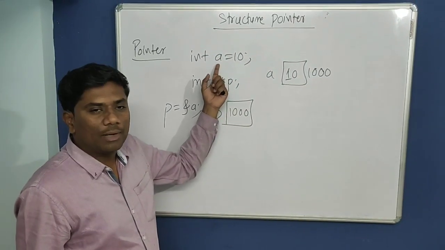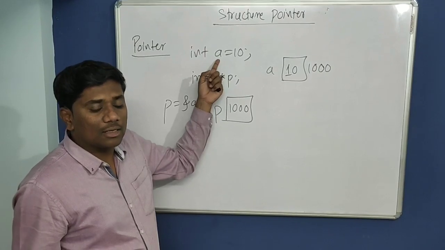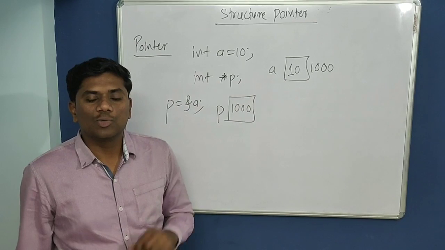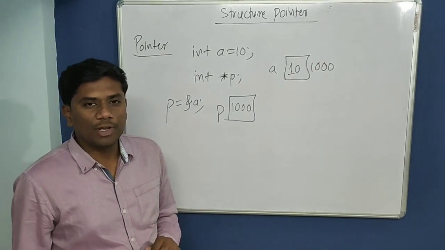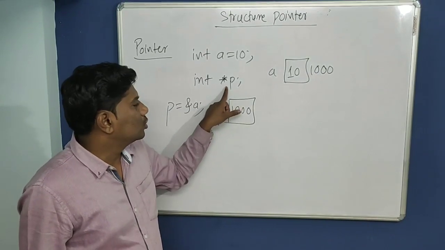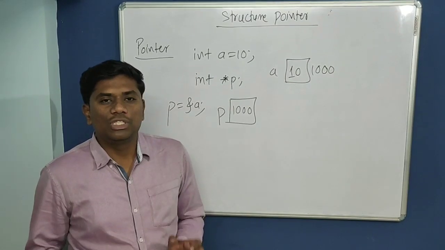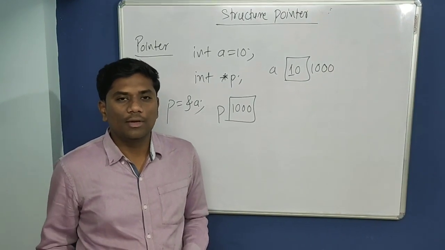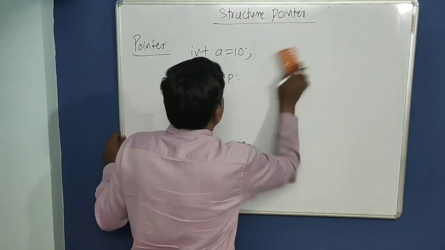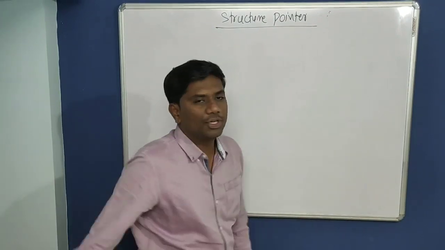See, a is a simple variable, p is a pointer variable. We can't store the address of any variable in a simple variable. So to store the address of any variable, you should use a pointer. So this is the pointer concept. A pointer is a special variable which is used to store the address of any other variable. Similar concept we are going to use for structure, and that concept is called a structure pointer.